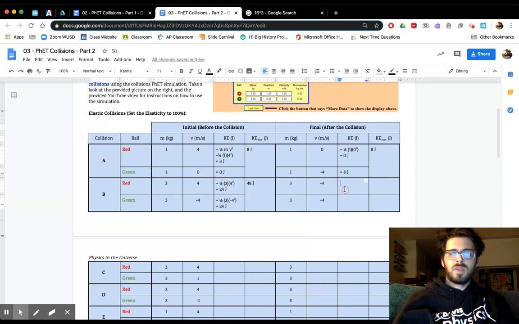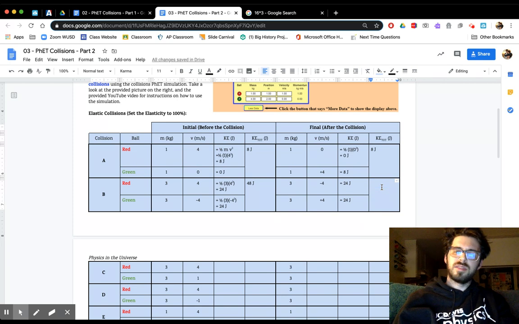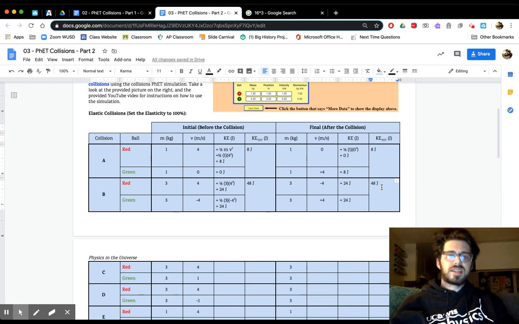Numbers don't really change. It's 3 and -4 again, 3 and +4, so I'm going to just jump to the answer. It's going to be 24 joules again, and this is going to equal 24 joules. Go ahead and merge these cells. Sorry that I didn't merge them for you like in the previous one. 24 and 24 is 48 joules. So is energy conserved? Looks like it.